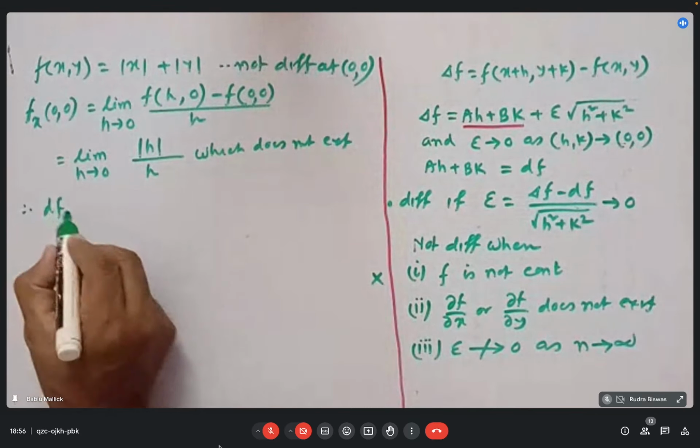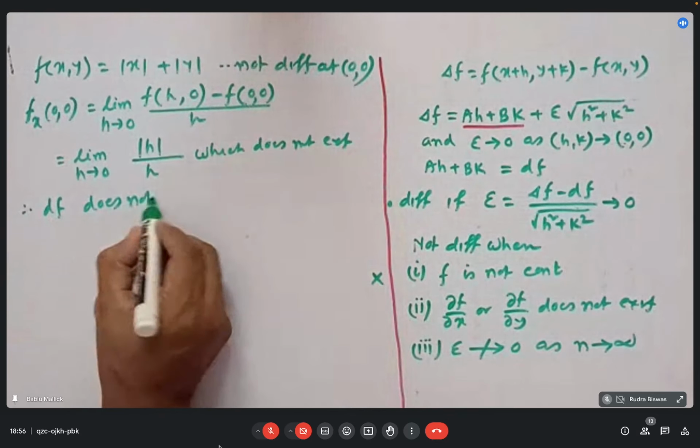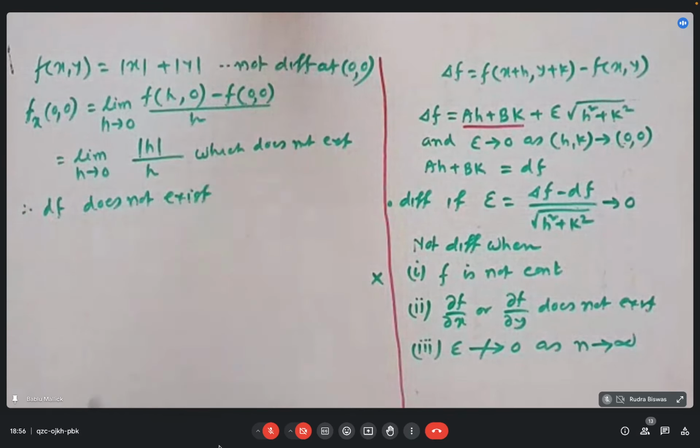Therefore, df does not exist, and hence f is not differentiable at 0 0.